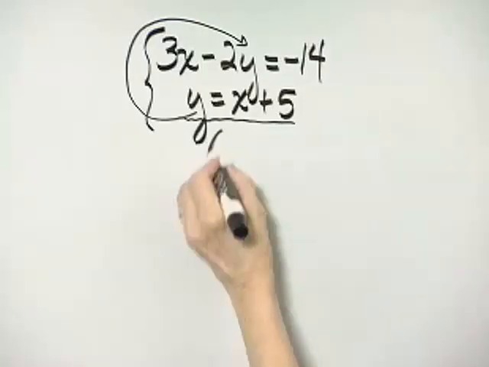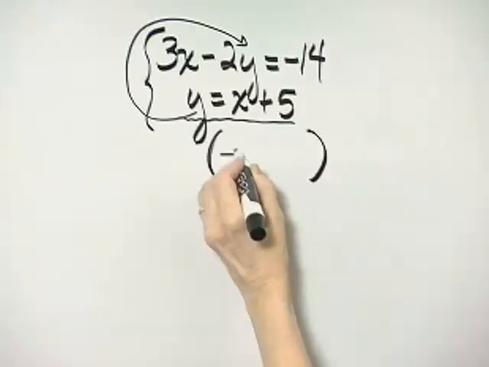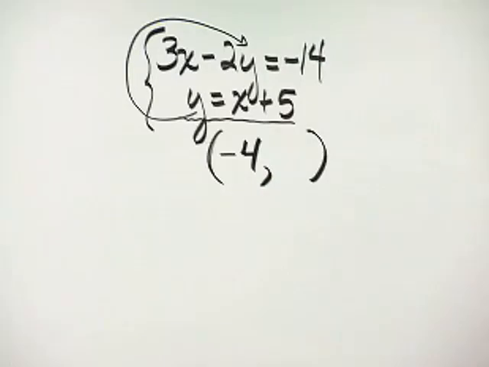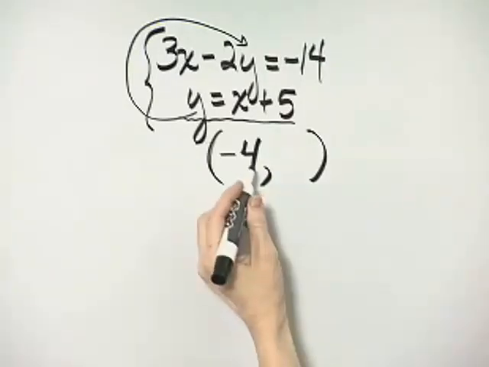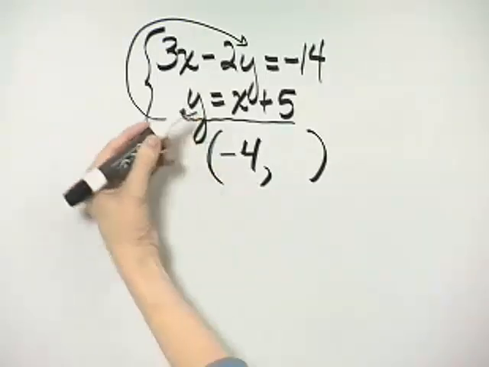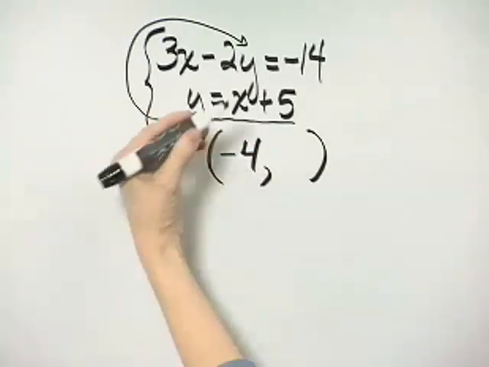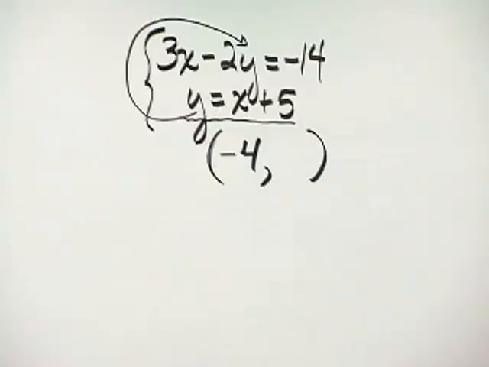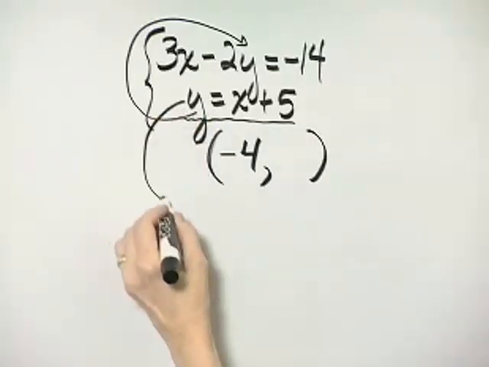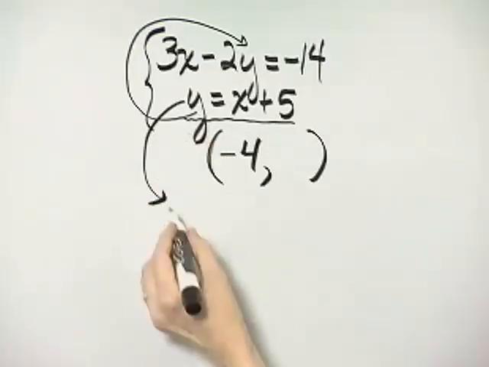What do we know thus far then? We know that x is negative 4. That is the x value or x coordinate of the point of solution here. How do we find the y value? You can let x be negative 4 here or here and solve for y. It makes no difference. I'll use this equation. It looks a bit simpler.